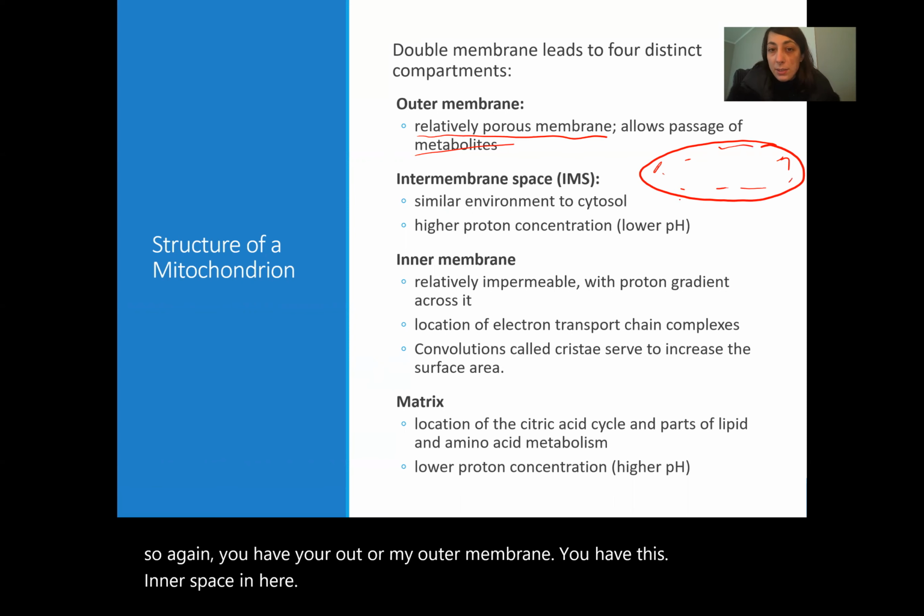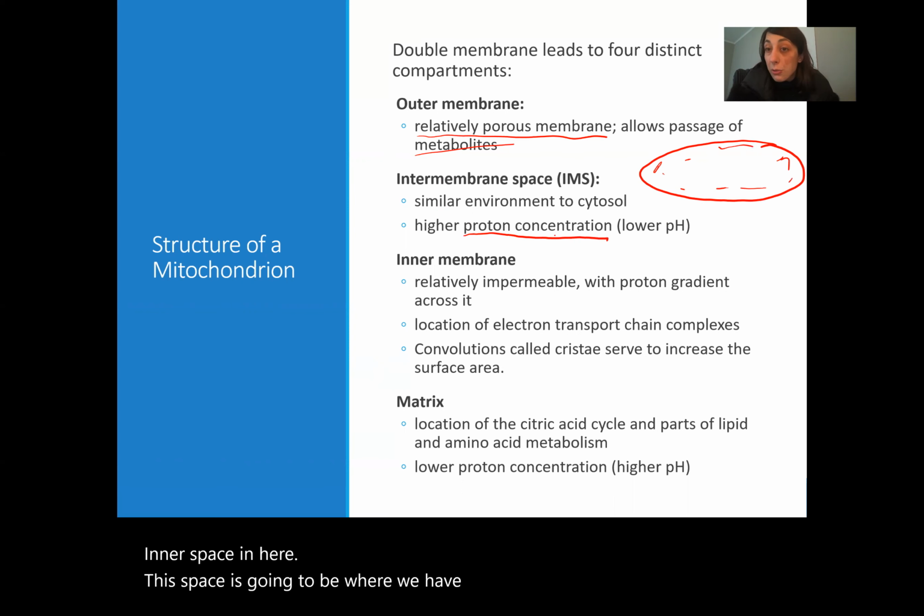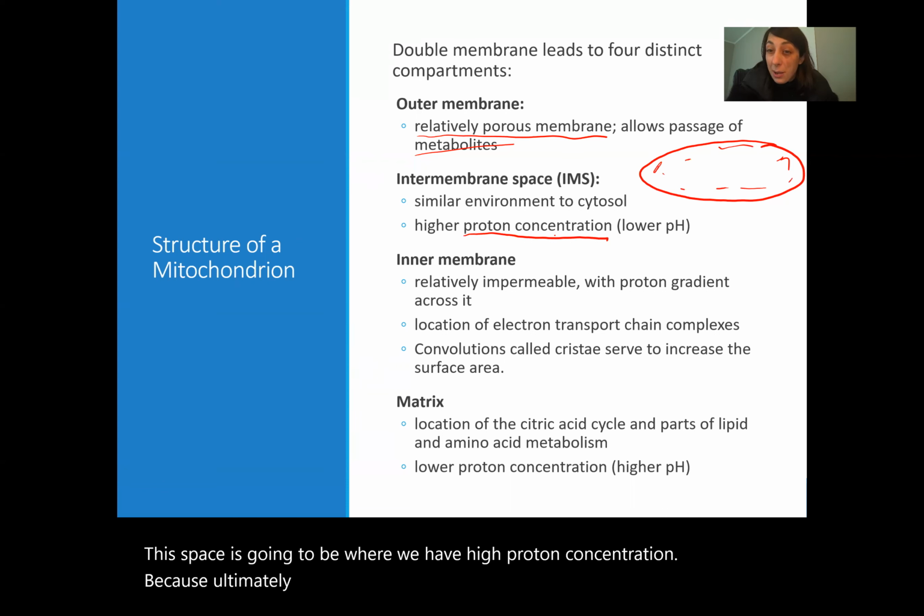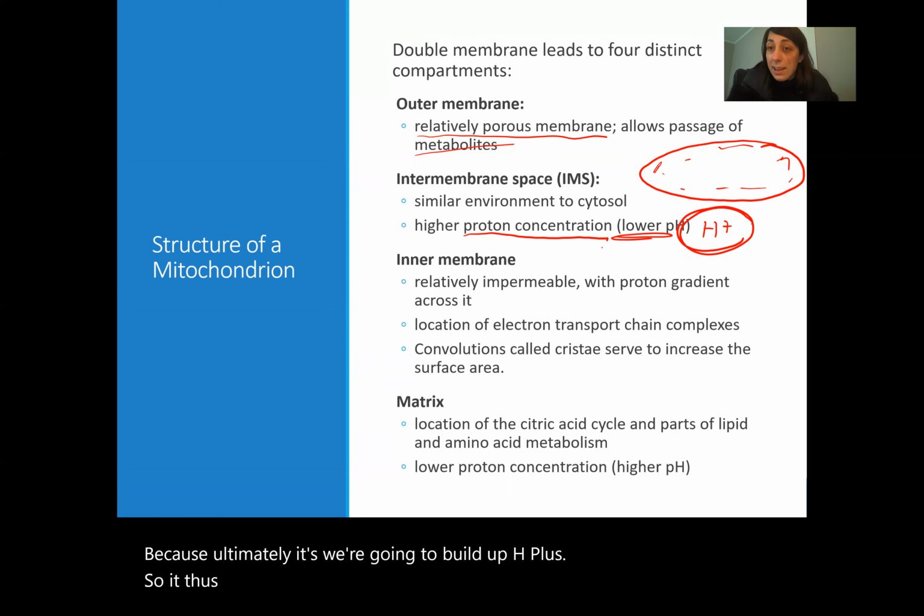This space is going to be where we have high proton concentration, because ultimately it's where we're going to build up H plus. So it thus has a low pH. It's a very acidic area.